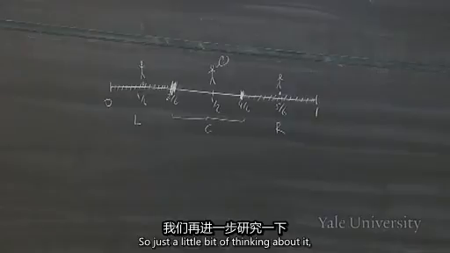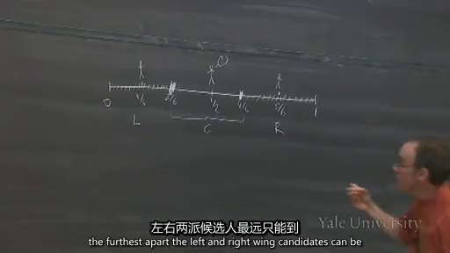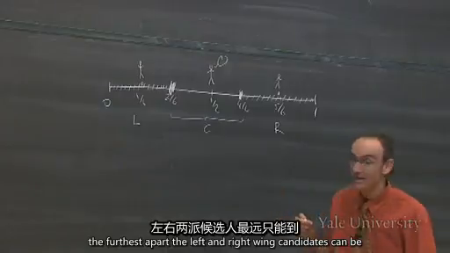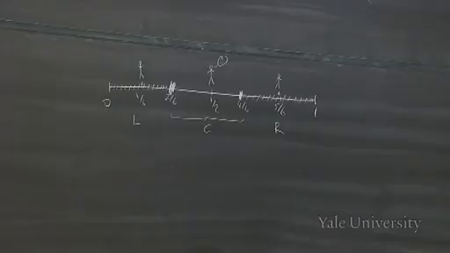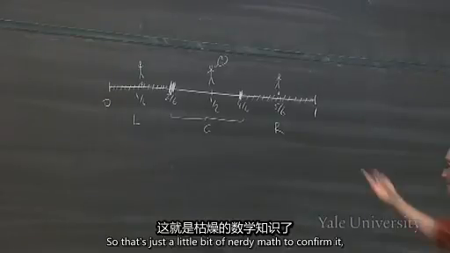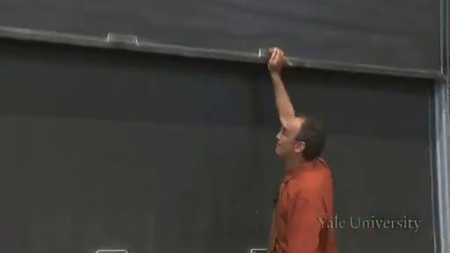All right? So with just a little bit of thinking, we can tell that in this very simple model, the furthest apart the left and right-wing candidates can be is at 1/6 and 5/6. They can't go to the extremes, but they're not pulled all the way to the center. So that's just a little bit of nerdy math to confirm it, or nerdy thinking about it.